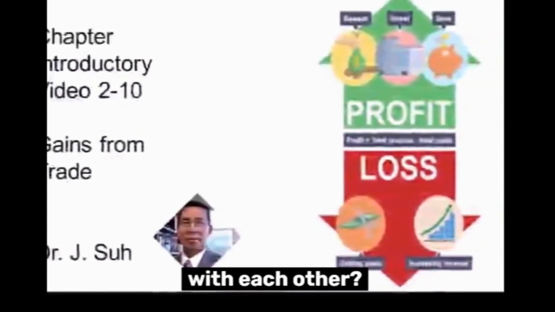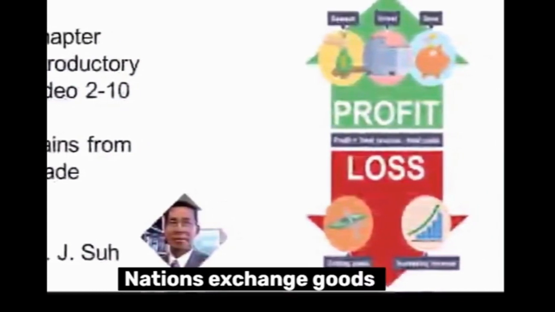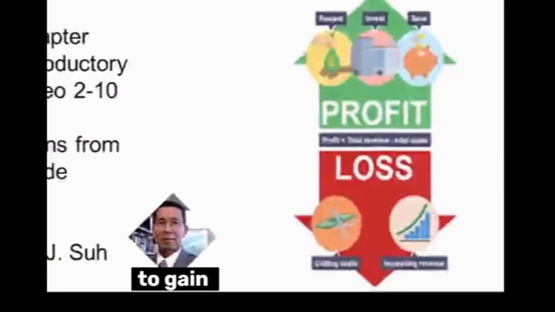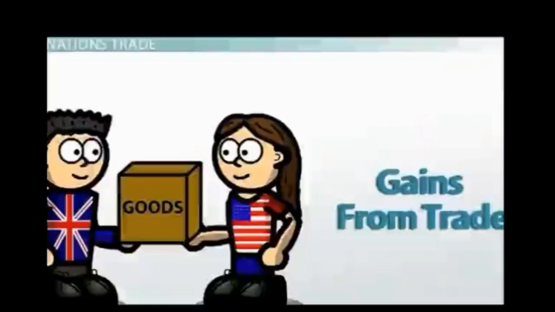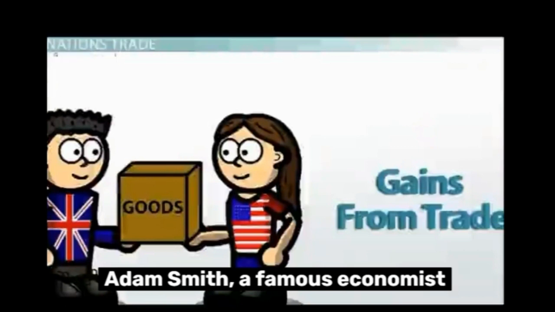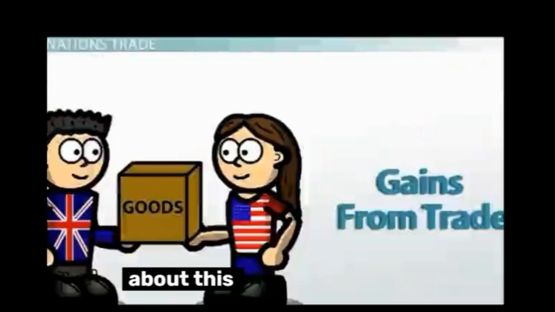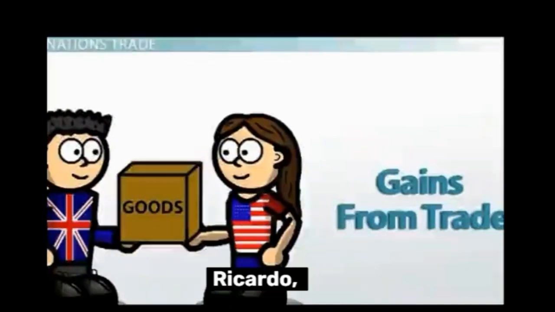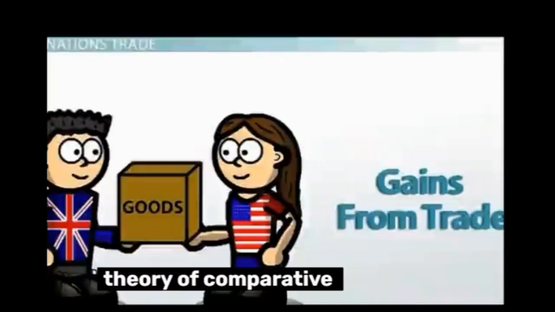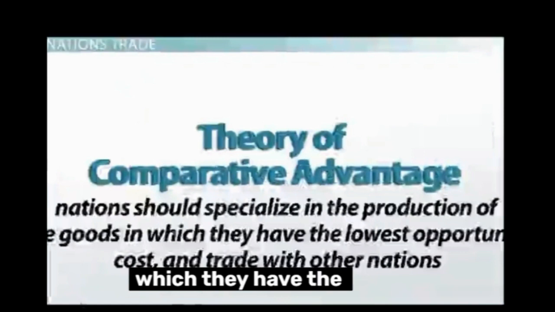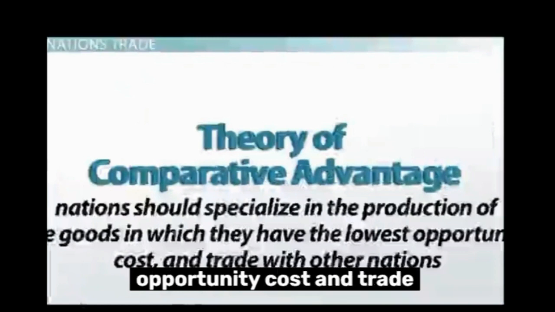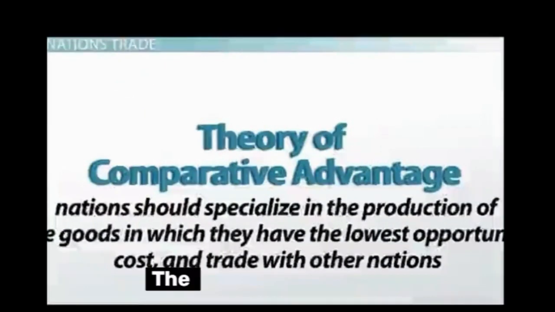Why do nations trade goods with each other? Nations exchange goods with each other when they expect to gain from the exchange. We call that gains from trade. Adam Smith, a famous economist from the 18th century, talked about this in his book, Wealth of Nations, and so did economist David Ricardo. The theory of comparative advantage teaches us that nations should specialize in the production of the goods in which they have the lowest opportunity cost and trade with other nations.